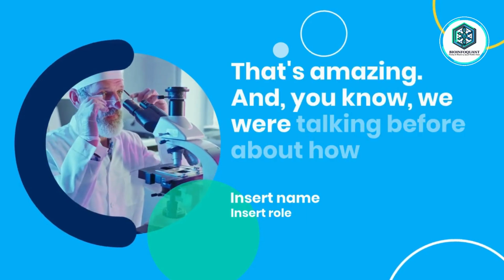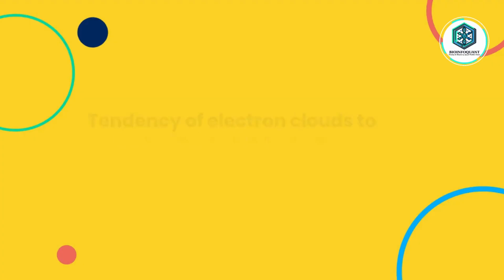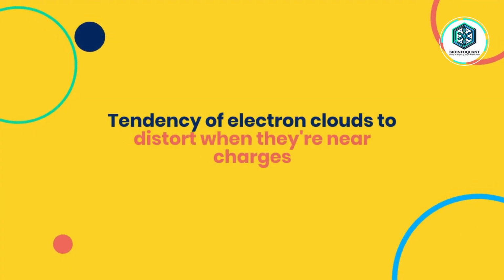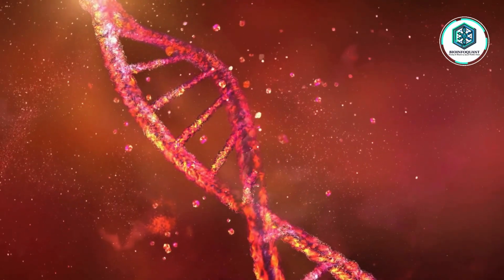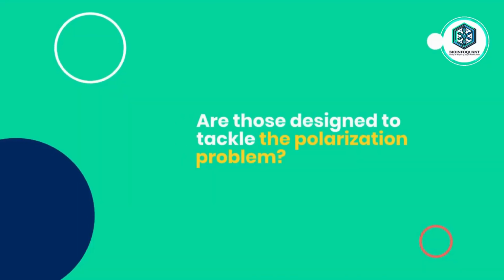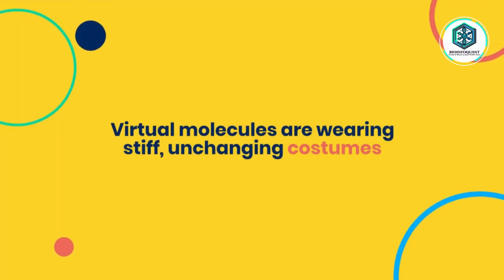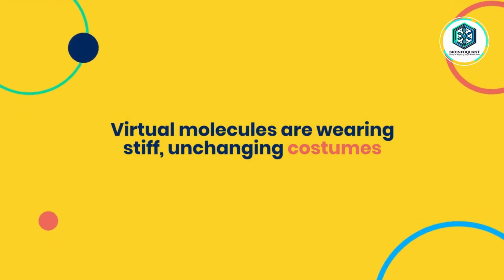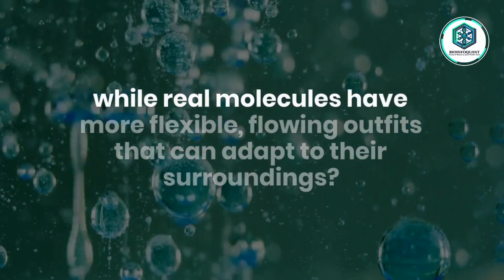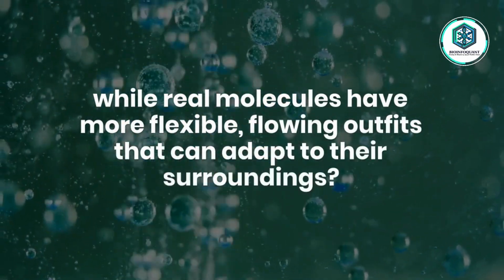That's amazing. And we were talking before about how traditional force fields don't really account for polarization, which is that tendency of electron clouds to distort when they're near charges. Right. You mentioned these things called polarizable force fields. Are those designed to tackle that problem? That's exactly what they're for. So is it kind of like our virtual molecules are wearing these stiff, unchanging costumes, while real molecules have more flexible, flowing outfits that can adapt to their surroundings?